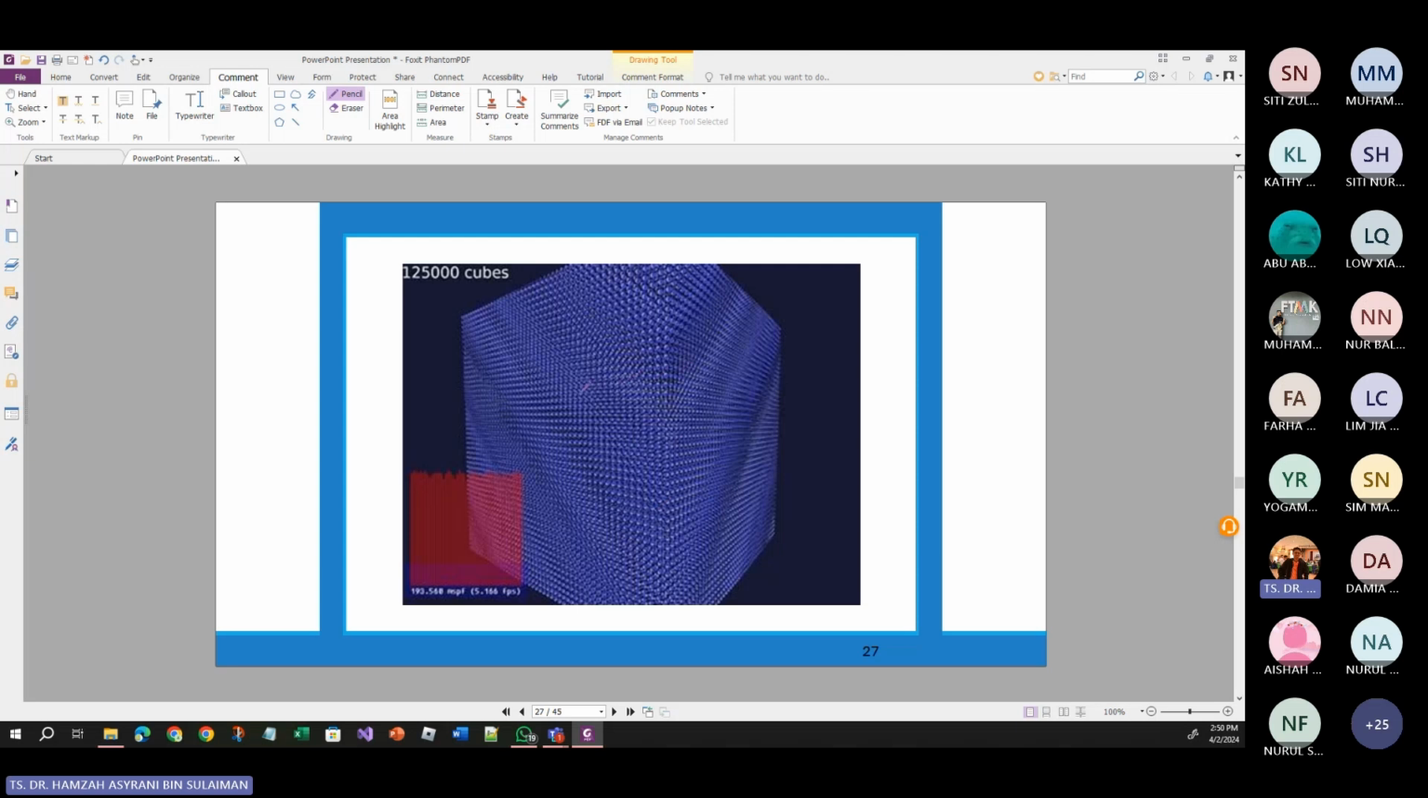Macam mana you guys nak buat this thing? Boleh je. You just pakai, gunakan for loop. Buat je for integer i equal to 0, i less than 100, i plus plus. So selagi nilai tu bawah dia 100, less than 100. So you guys draw object.